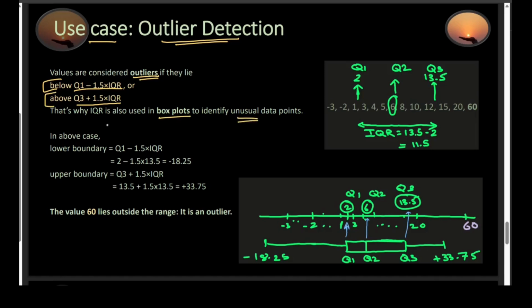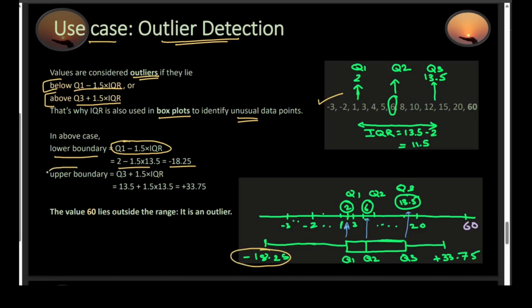these unusual data points. So in the case that we just studied in this example right here, my lower threshold is going to be Q1 minus 1.5 times IQR. I substitute all my values, and my lower boundary comes out to be minus 18.25. So my lower boundary is minus 18.25. That's my lower boundary right here.